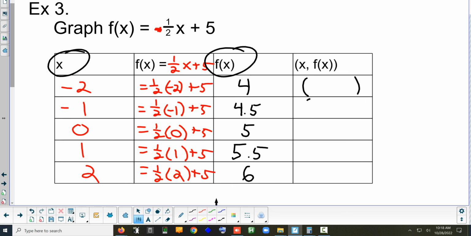All right. Now, just take each one of those and write them as a coordinate. The x value is the number in the first column, and the y value, or the f of x value, is the number in the third column.